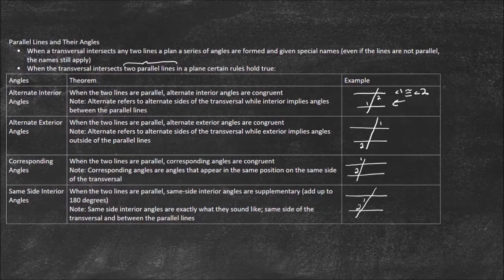Okay, so really similar thing in rule 2 for alternate exterior angles. When two lines are parallel, alternate exterior angles are congruent. And note again that alternate refers to alternate sides of the transversal. Notice that 1 in this example is on the right hand side and 2 is on the left hand side. So that's what the alternate means. It's switched sides. Interior meant inside the parallel lines, and exterior means on the outside of the parallel lines. So we're as far away as we can be, and we're alternating sides.